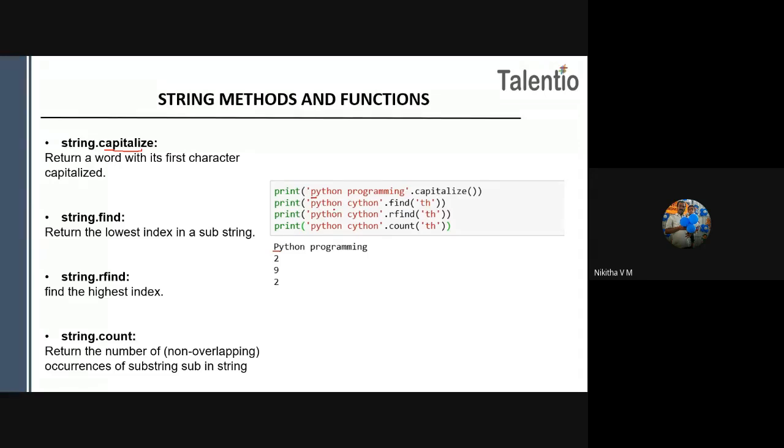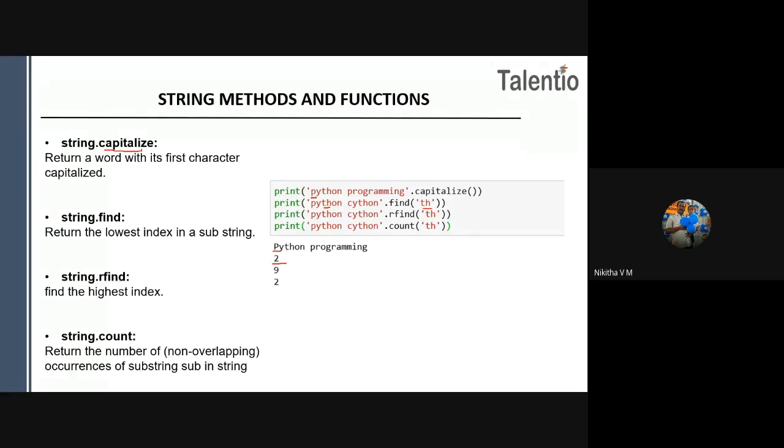So in Python and Python, we are asked to check for th. All right, so where is t? 0, 1, 2, second index. So it's giving us 2. Alright. Next, what do we have?